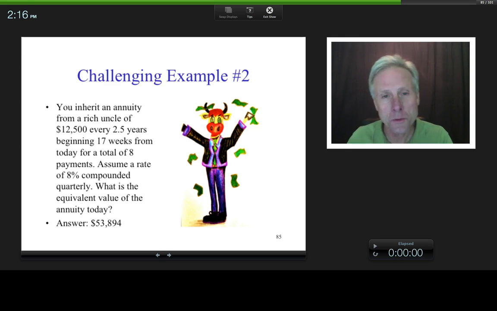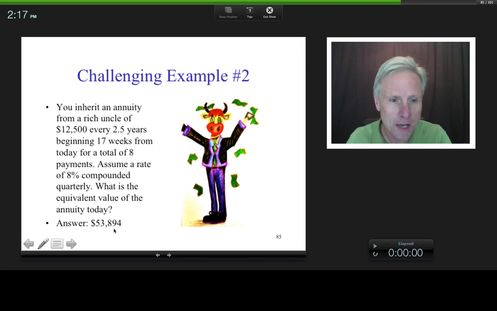Okay, let's do another challenging example. And this one's also, I would say, very challenging. You have to have an in-depth understanding to do this, but maybe not quite as challenging as this previous one. So you inherit an annuity from a rich uncle of $12,500 every 2.5 years, beginning 17 weeks from today, for a total of 8 payments. Assume a rate of 8% compounded quarterly. What is the equivalent value of the annuity today?